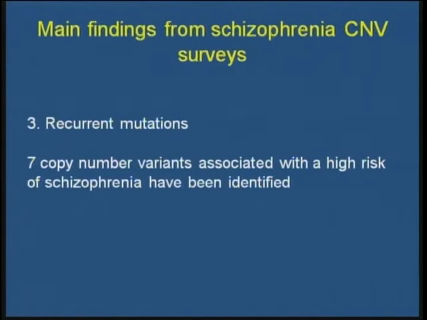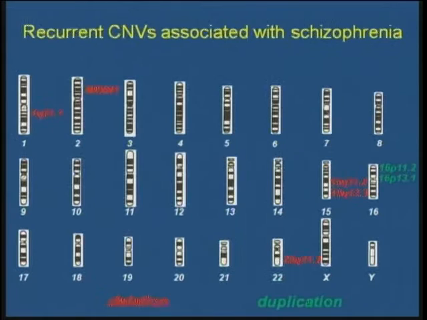And finally, using those very large case control studies, it was readily obvious that you could observe recurrent mutations, and 7 copy number variants associated with a high risk of schizophrenia have now been identified, and most of them are replicated. This is a picture showing where the recurrent CNVs are located on chromosomes.